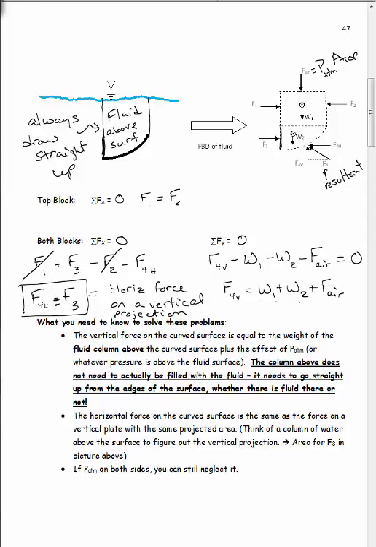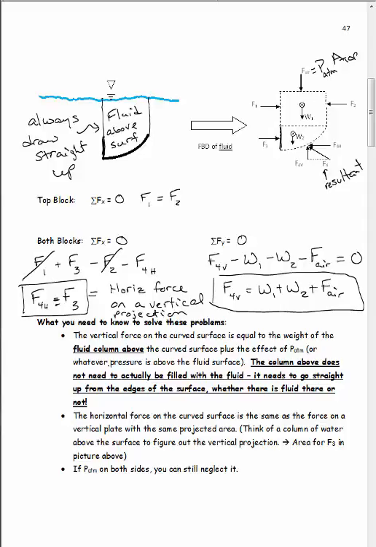So basically, this is the weight of the fluid above it, plus any component if you have to take P atmosphere into account. Okay. So we can say the vertical force on the curve is equal to the weight of the fluid column above. I say fluid column above because there may or may not be fluid in that column. It doesn't matter what the shape of the container is. You've got to draw your line straight up from the sides.